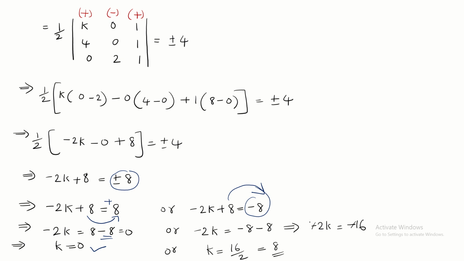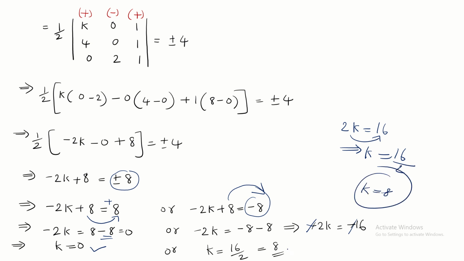Left side and right side I am having a negative value. So that is cancelled. So 2k is equal to 16. 2k is equal to 16, then k is multiplied by 2. So it comes to the right side, divide by 2. So k is equal to 8. That is your answer for k.